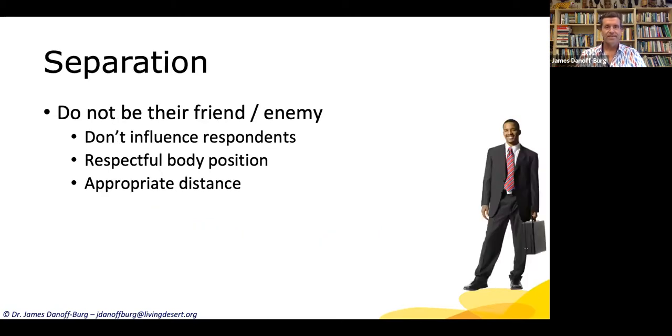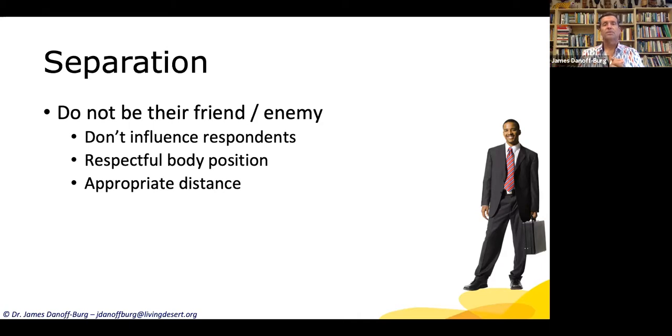Okay. Second, we don't want to be necessarily identified with the community. We certainly don't want to be identified as an enemy of the community. But being too friendly can also bias the data. So we want to be not their friend, but also definitely not their enemy, because both will influence the respondents. We want to be friendly, but not their friend.